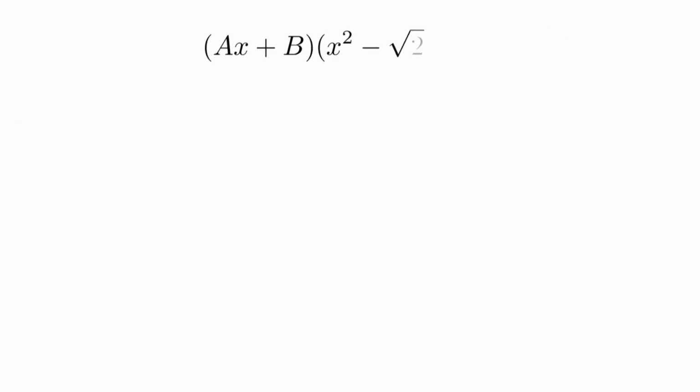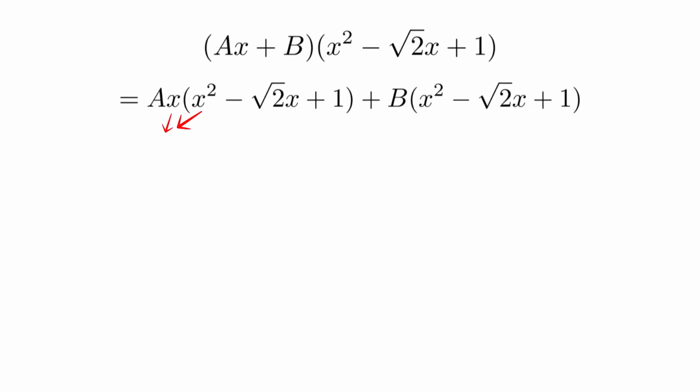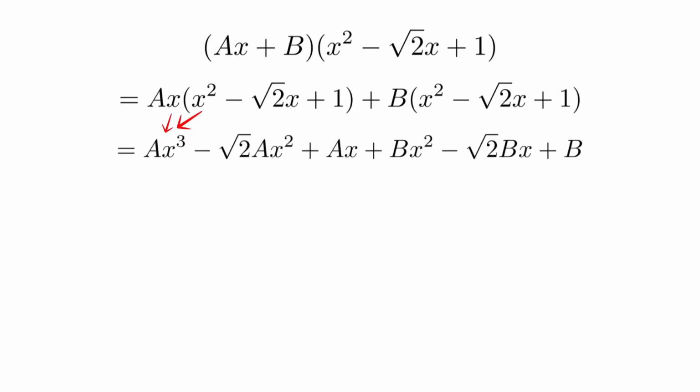First, multiply x by x squared. This gives x cubed. Next, multiply x by negative square root of 2 x. This becomes negative square root 2 x squared. Next, multiply x by 1. This gives x. Now multiply B by x squared.